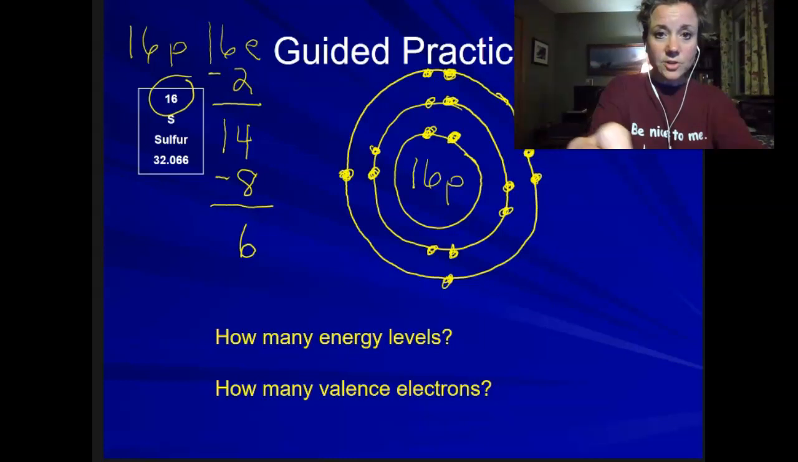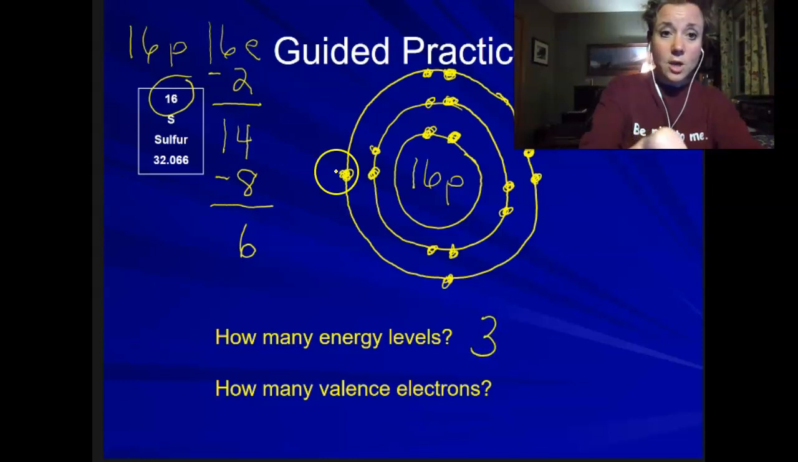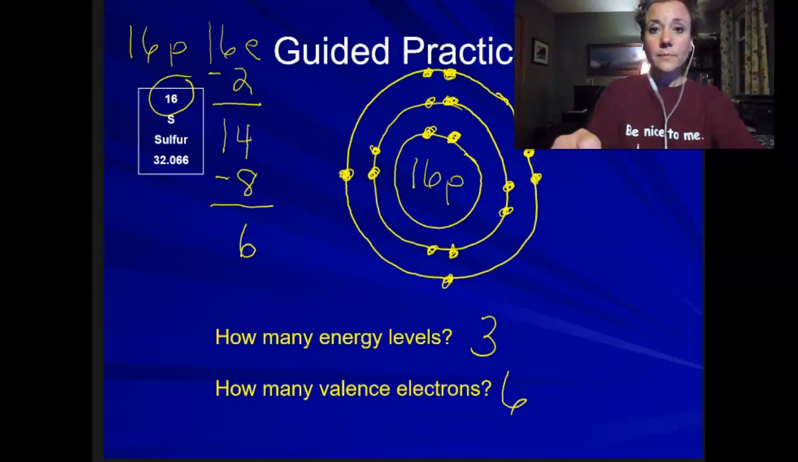Now let's answer our 2 questions that we have at the bottom. How many energy levels do we have? All you have to do is count the rings. 1, 2, 3. And how many valence electrons do I have? Look at the outermost shell, at the outer ring, and count the dots. 1, 2, 3, 4, 5, and 6. And that is the Bohr model for an atom of sulfur.